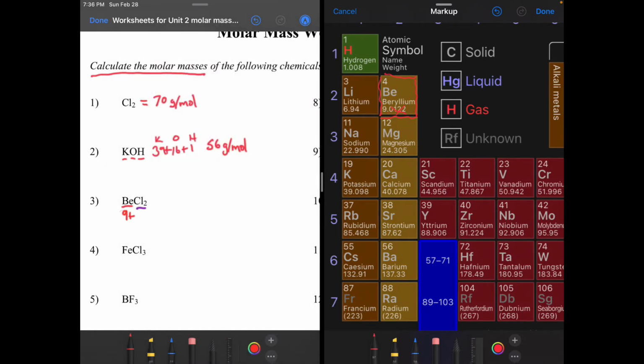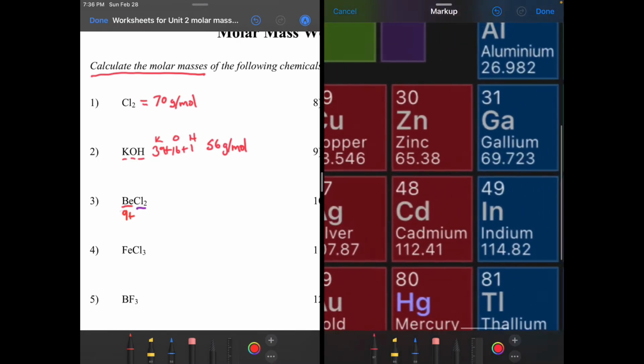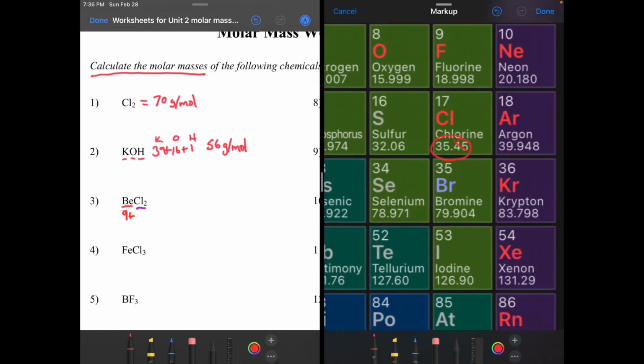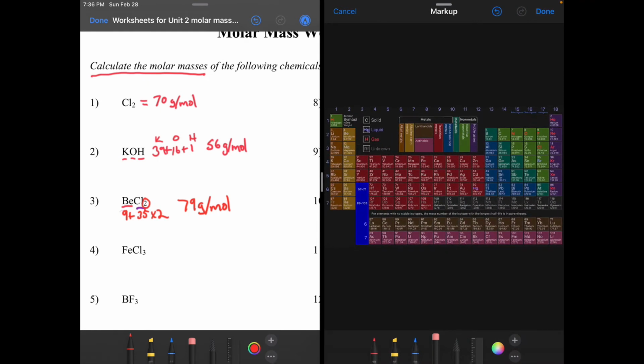9 plus chlorine is going to have an atomic mass of 35. We just did that one earlier. So 35, and we're going to round it. So 35, and this is going to be times 2. So this is going to be 9 plus 35 times 2, which is going to give us 79 grams per mole. And this is the molar mass of beryllium chloride. Let's do some more while I erase. We just get reset. Boom, there we go.